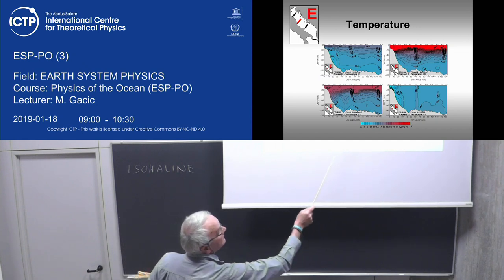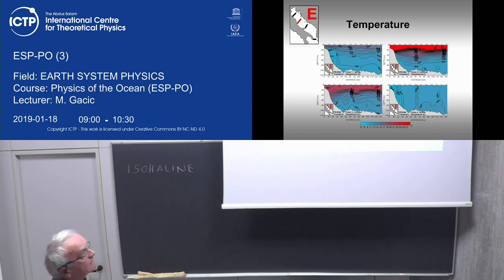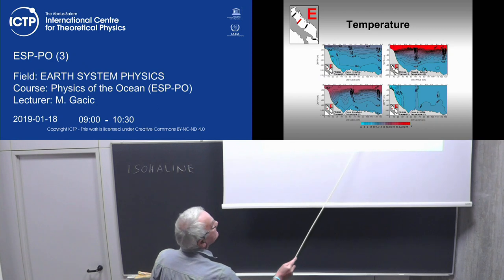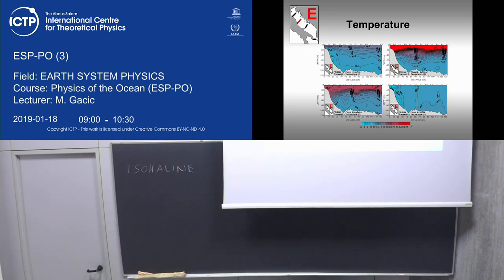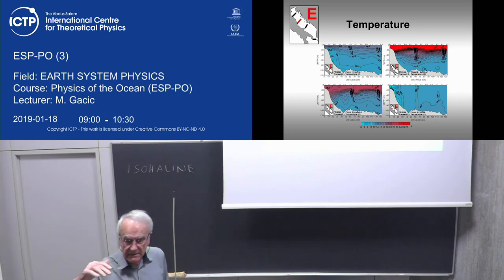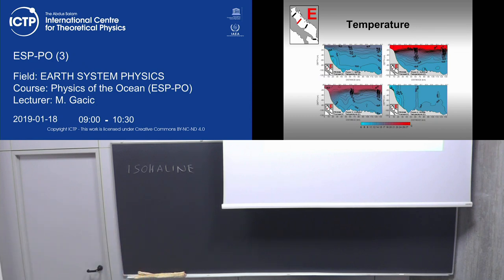In summer, you can see that there is again a very strong thermocline at about 20 meters, which separates the surface mixed layer from the rest of the water. In the deeper layers, around 100 meters, the temperature practically remains constant over the entire year. That means that this surface heating or wind-induced mixing does not reach more than 60 or 70 meters, where the temperature shows seasonal variability.